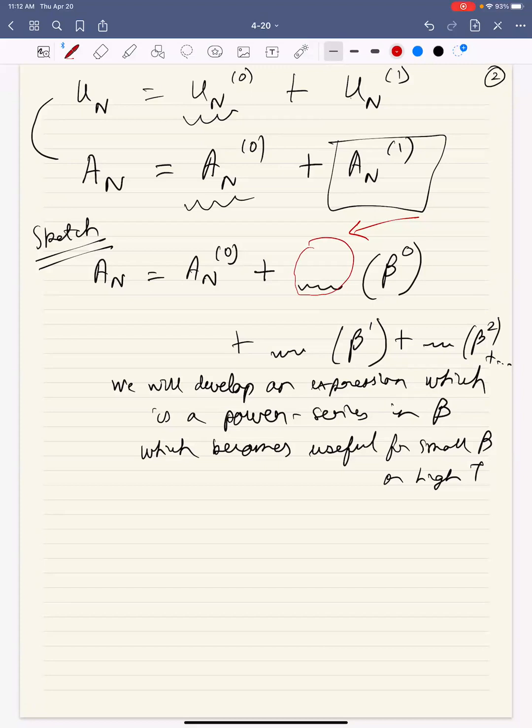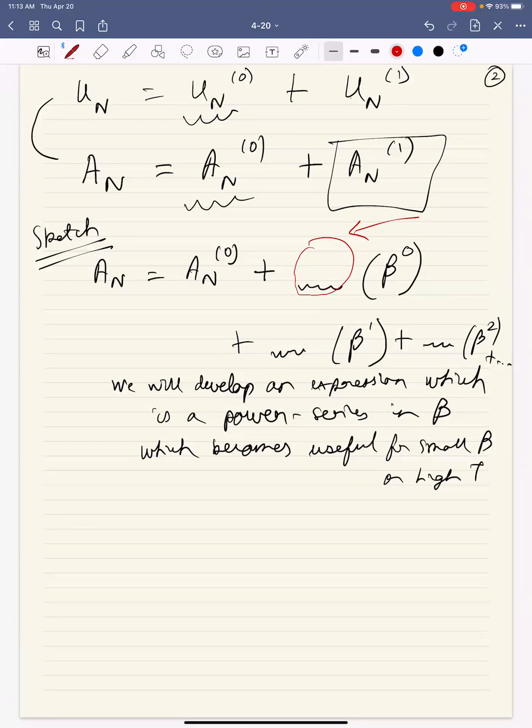Why cannot it be 1, Nathan? No. Units, man. Units will create a problem, right? If it was 1 multiplied, what is the unit of beta to the power 0? 1, no unit, right? So what unit should the thing in the red have? Energy. That's your hint.